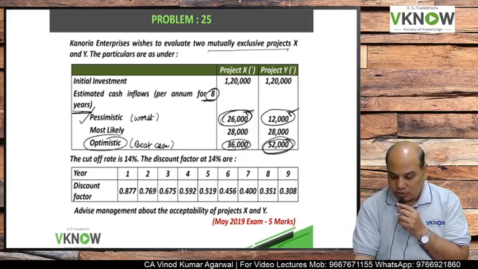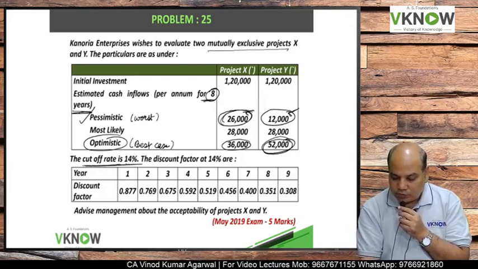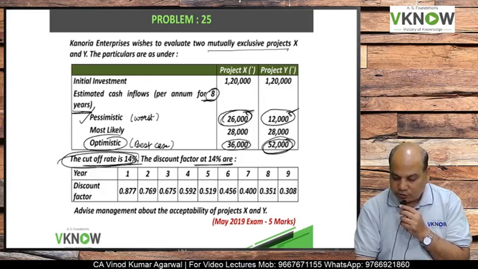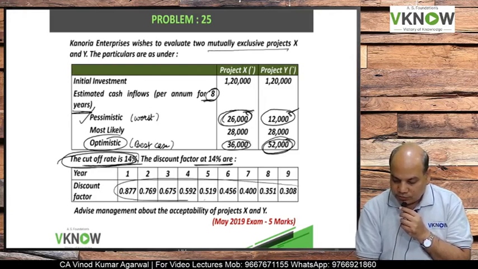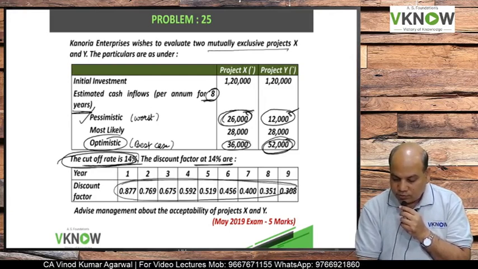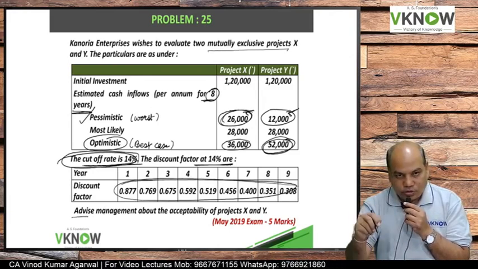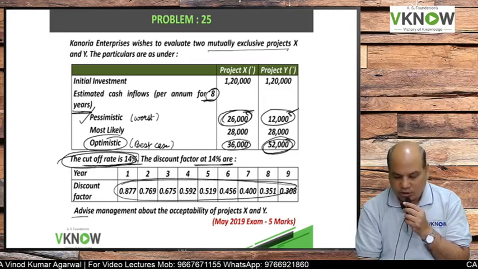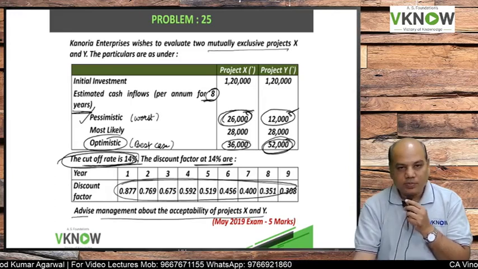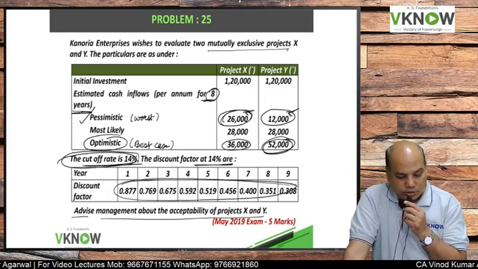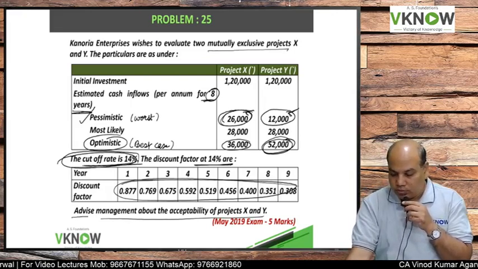Let us do the calculation, then we'll discuss. Cutoff rate is 14%, means discount rate. Factors at 14% given to you. So you will use these factors and solve. Advice means you have to answer whether X or Y will be selected, about the acceptability of the project X and Y. So very good question. One by one we'll solve.